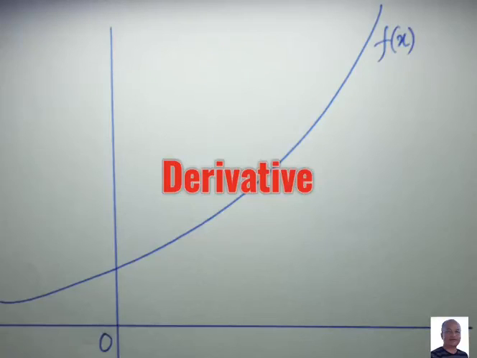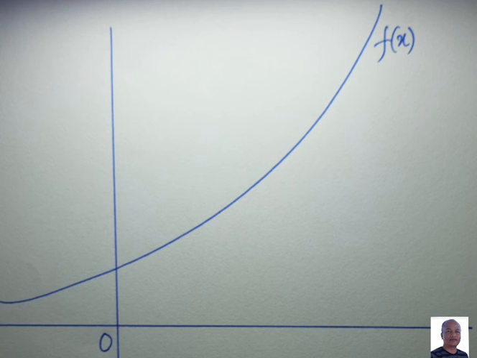So class, now let us learn about derivative. To learn about derivative, we start with a function f of x. And when you have a function, always you have a graph. And let us say that the graph looks like this on the screen.